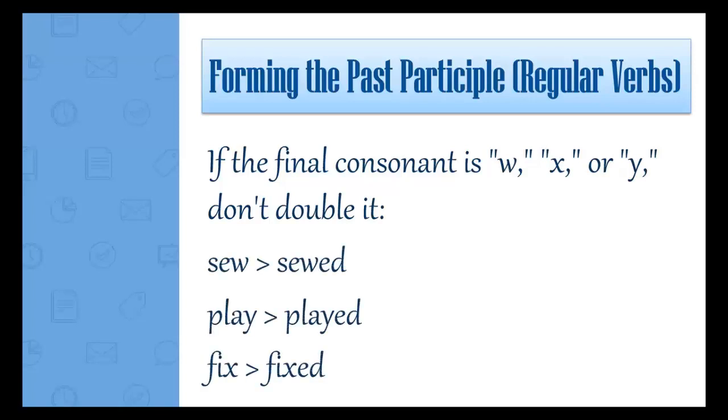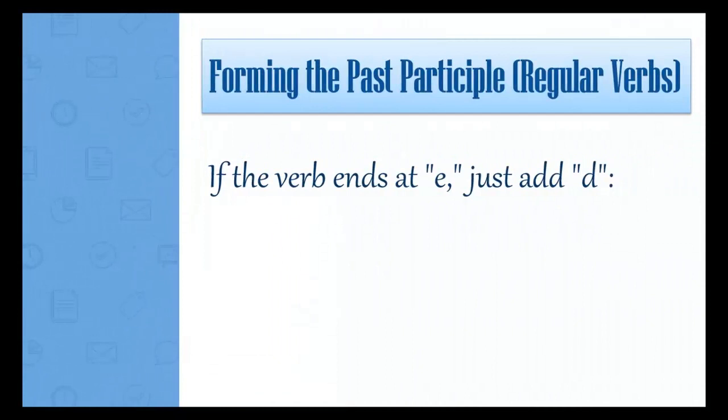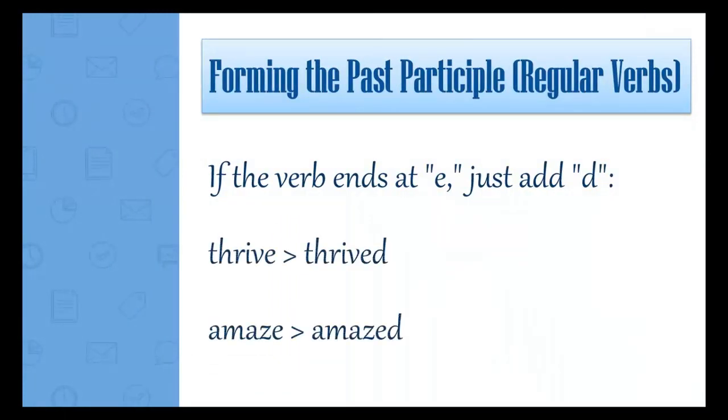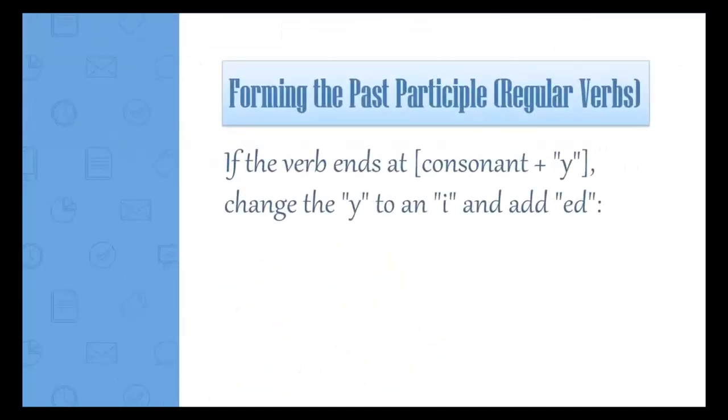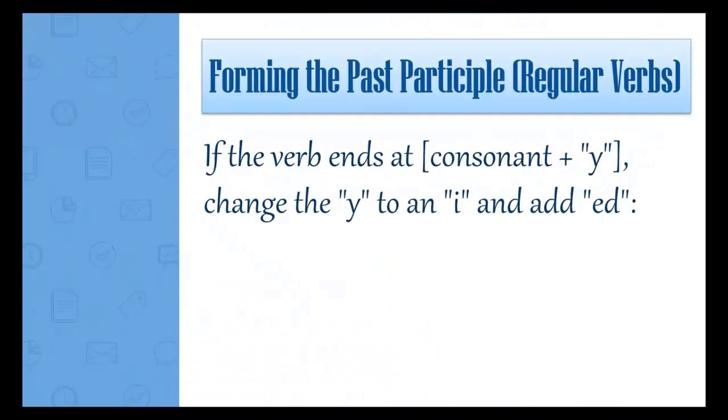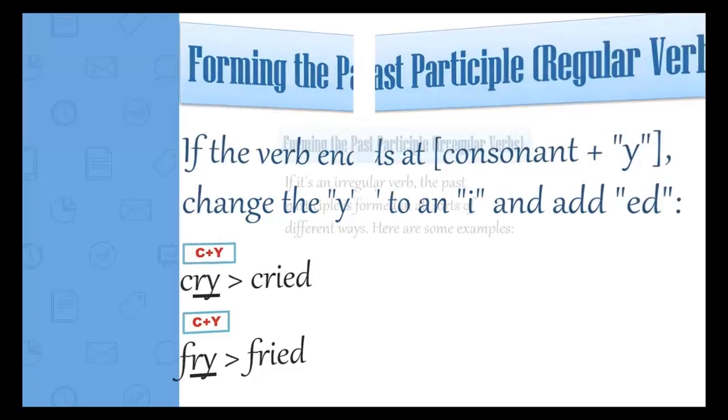The verbs so, play, and fix end at these 3 letters, so we have simply added ed to make their past participles. If the letter E is already there, we need to add a D only in such case. You can see the examples. The words thrive and amaze already have an E, so we have added only a D to make their past participles. The next rule is if the verb ends at a consonant plus Y, change the Y to an I and then add ed. See the examples?